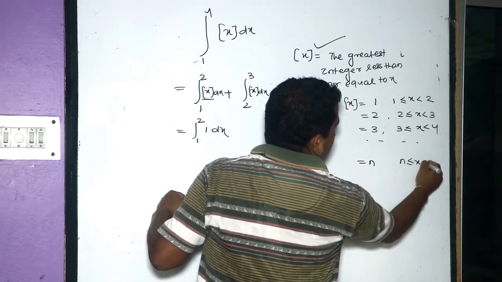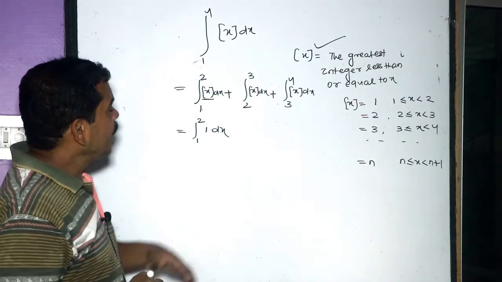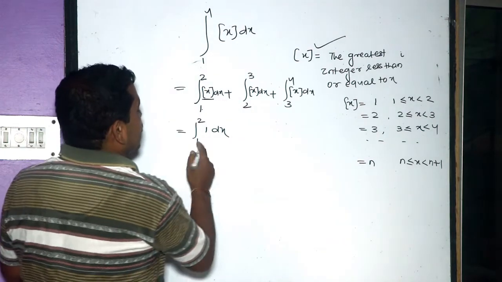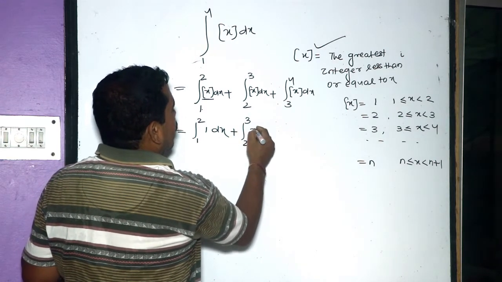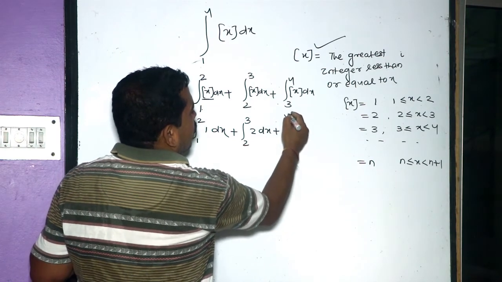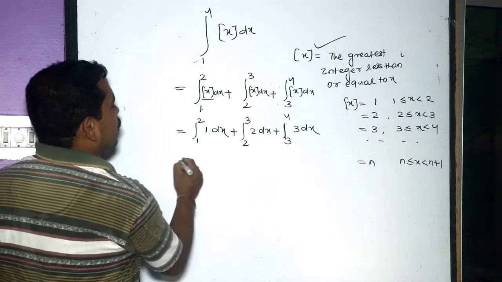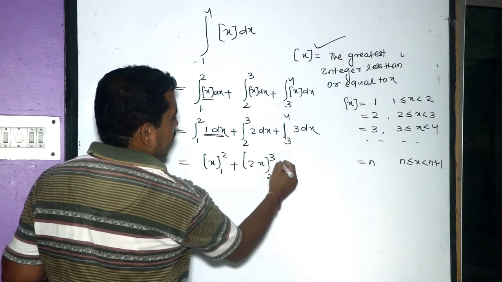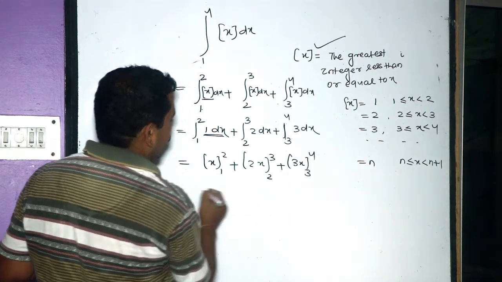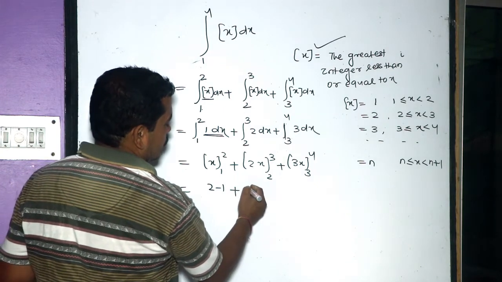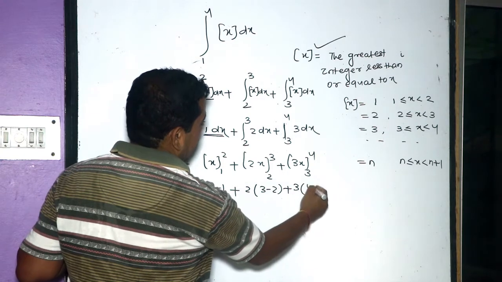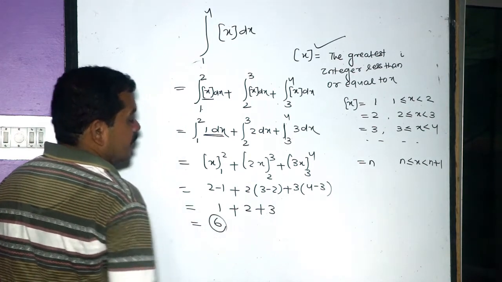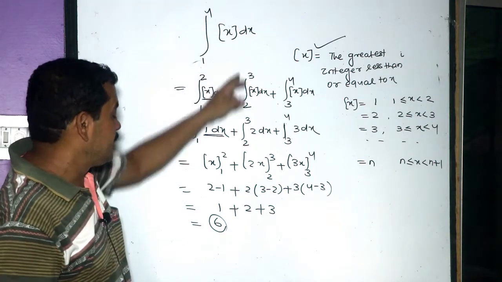N if n is less than or equal to x less than n plus 1. When we evaluate the greatest integer function, we divide the interval into subintervals with a gap of one. The integral of 1 dx from 1 to 2, 2 dx from 2 to 3, 3 dx from 3 to 4, which is x from 1 to 2, 2x from 2 to 3, 3x from 3 to 4, which equals 2 minus 1 plus 2 into 3 minus 2 plus 3 into 4 minus 3, which is 1 plus 2 plus 3, that is equal to 6. Then the value of the integral from 1 to 4 of bracket x dx is 6.